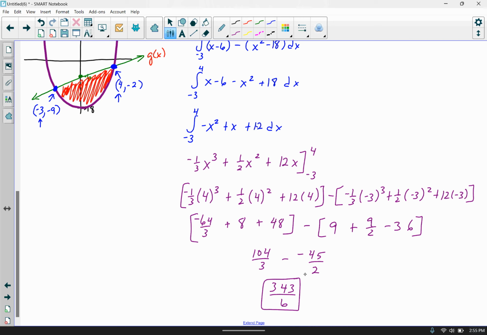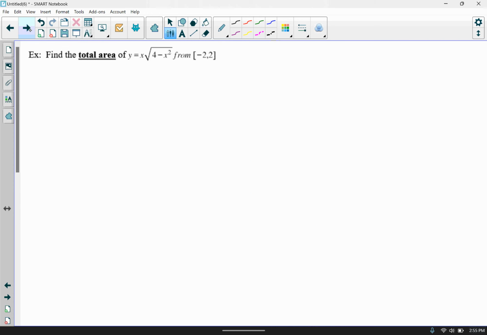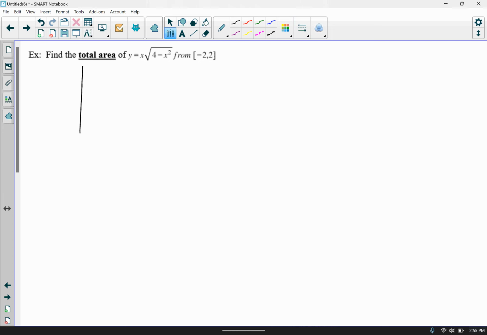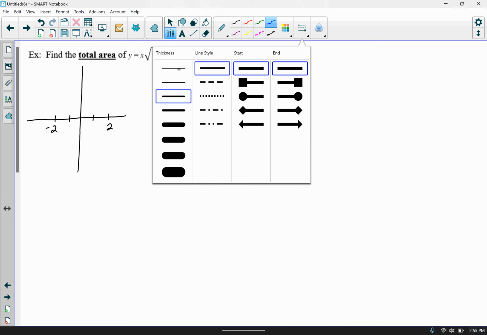Okay. All right, I'll flip it over to the last page. In this particular example, it wants us to find the total area of this function from negative 2 to positive 2. So I'll let you take a moment, put that in your calculator. Interested in from negative 2 to positive 2. I'll do my best up here to get us a picture.